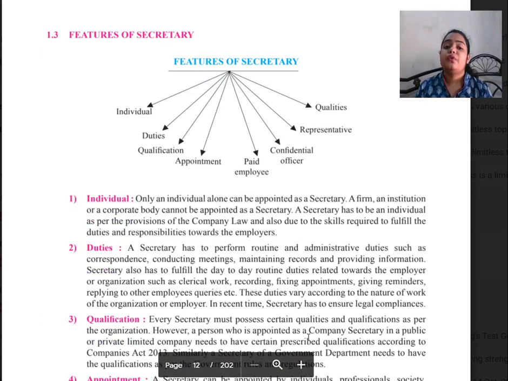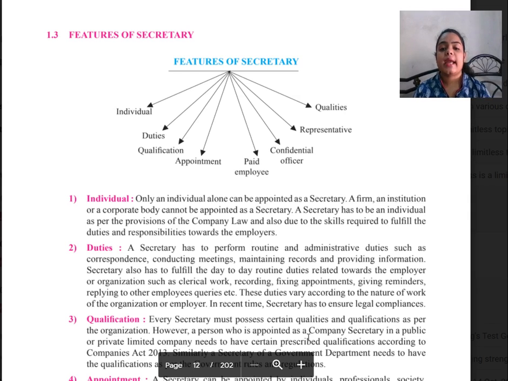Next, we have features of a secretary. When we say a person is a secretary, what are the different aspects which shall be considered for a person to be called a secretary? Firstly, he shall be an individual. Always remember, a person who is appointed as a secretary is an individual, and there shall never be a group of people. Even if there is a group of people, in that one person alone shall be called the secretary or the company secretary, and others shall be juniors or the helping hands to the main secretary.